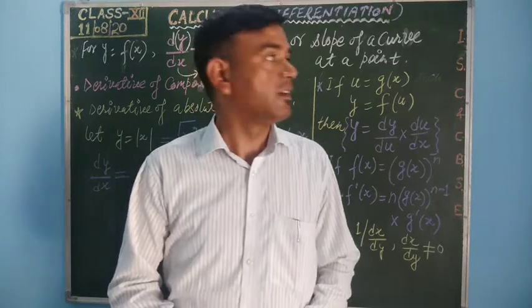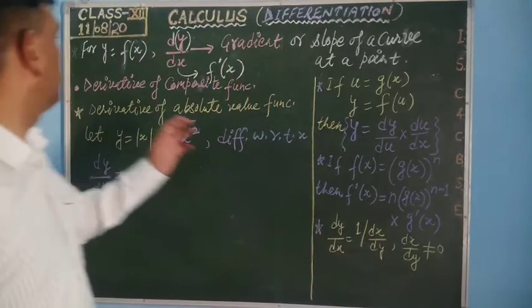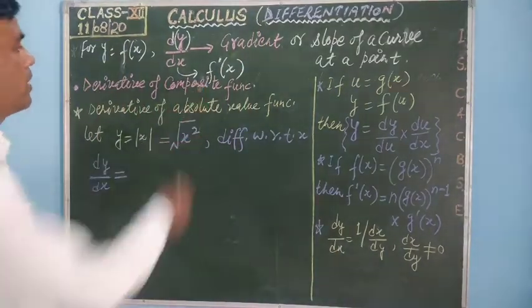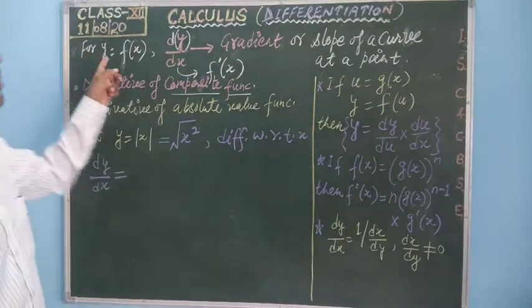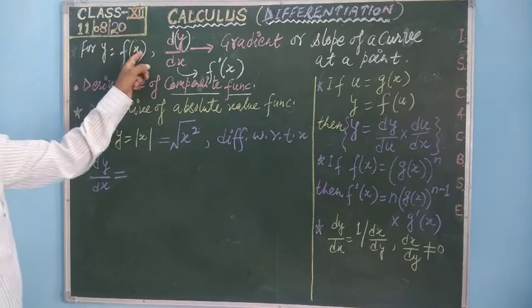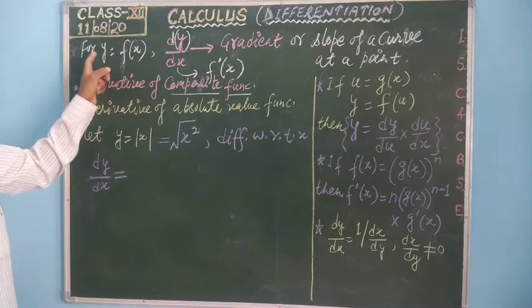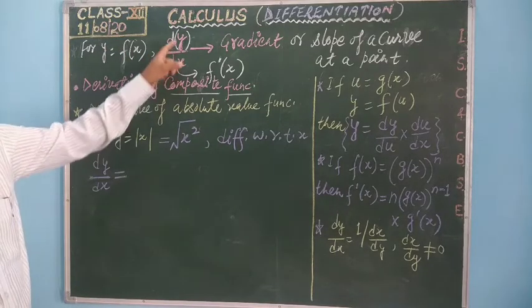Okay students, now we will discuss some kinds of differentiation. First we will start with the derivative of a composite function. Before discussing this, students, see here, suppose we have a function y = f(x). Here x is the independent variable, y is the dependent variable. So the derivative of y with respect to x is denoted by dy/dx.